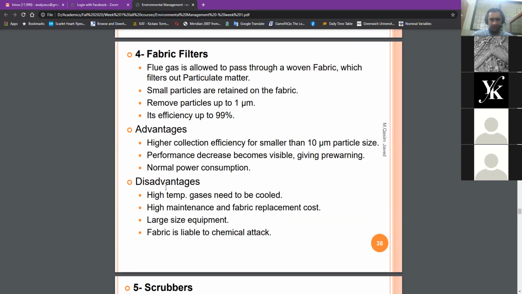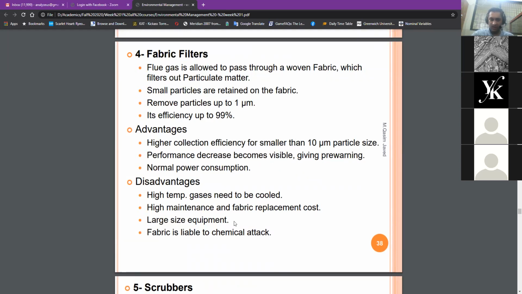High maintenance and fabric replacement cost, because there is a limit and there is a life for the fabric's potential to basically clean things. So it has to be replaced periodically.